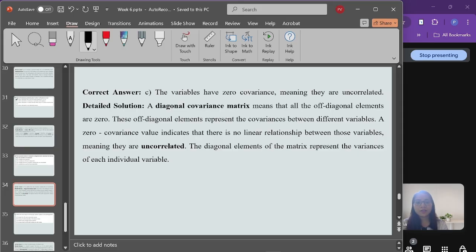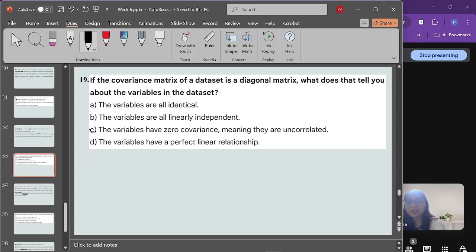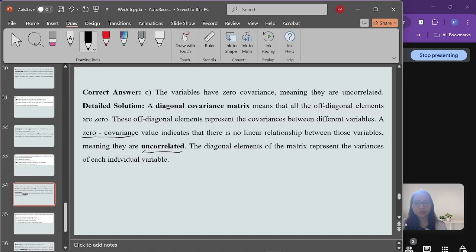A diagonal covariance matrix means that all the off-diagonal elements are zero. These off-diagonal elements represent the covariance between the different variables. A zero covariance value indicates that there is no linear relationship between those variables, meaning they are uncorrelated. So the variables have zero covariance, meaning they are uncorrelated. That makes option C the correct answer for this question.